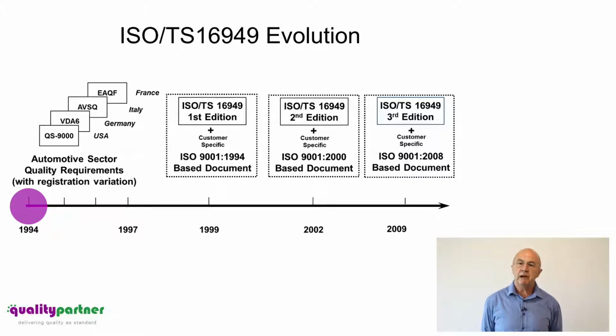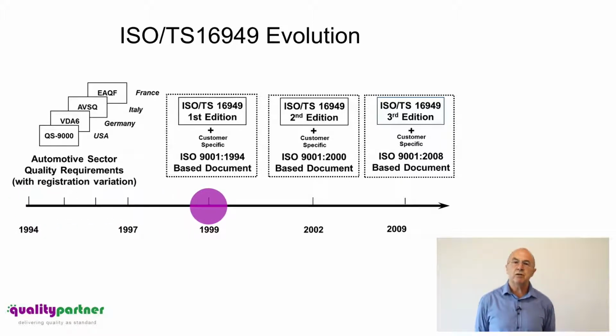This posed a nightmare for organisations in the global automotive supply chain that were supplying more than one country's vehicle makers. At that time, it meant that organisations had to have separate certificates relevant to the country of the vehicle manufacturer they were supplying. In 1999, we saw the historic landmark of ISO TS 16949 first edition issued.